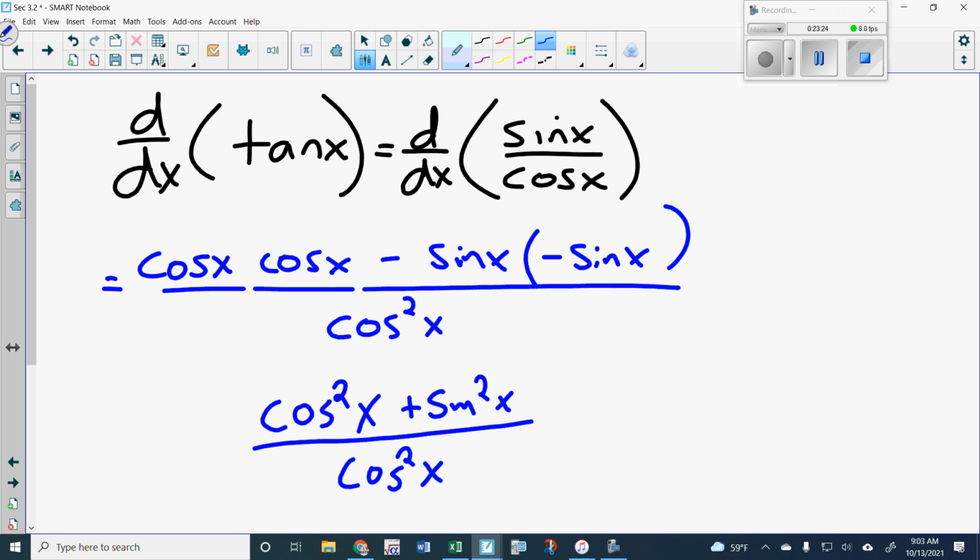So what is cosine squared plus sine squared? 1. So this is 1 over cosine squared. However, we do not remember it that way. We're going to write it as the derivative of tangent is secant squared.